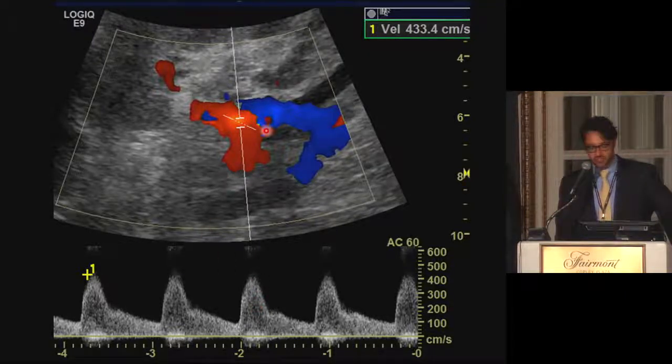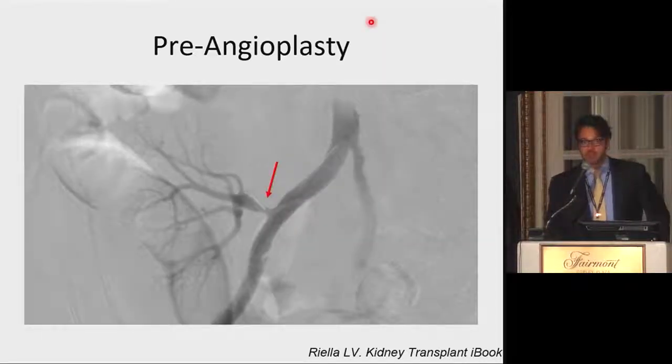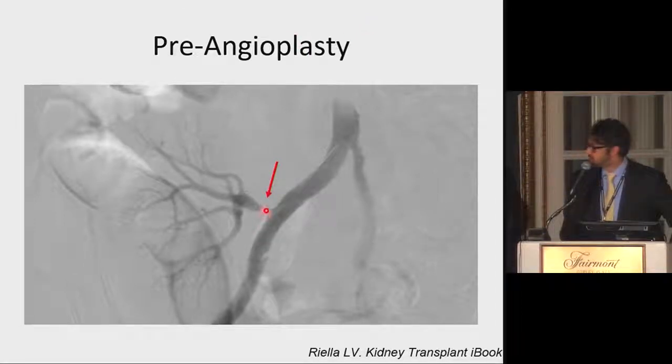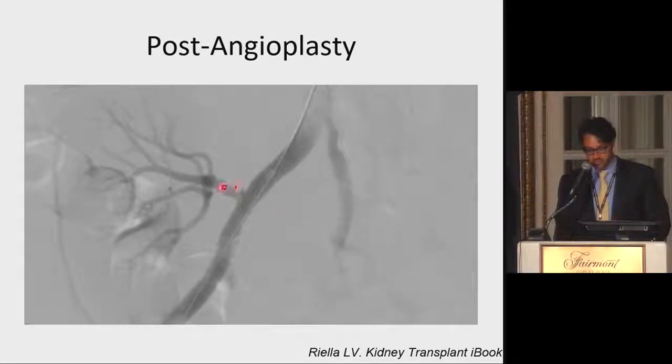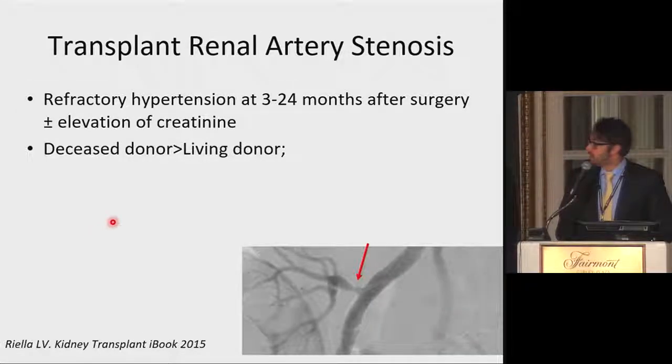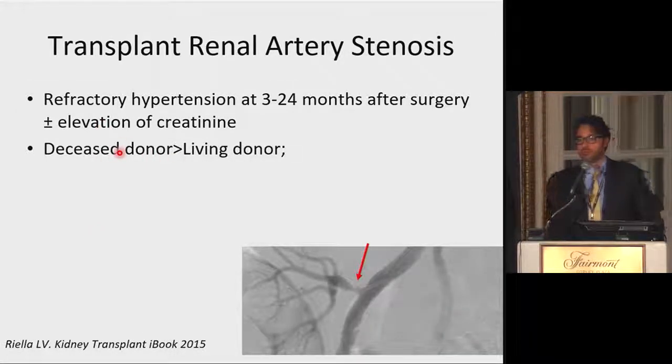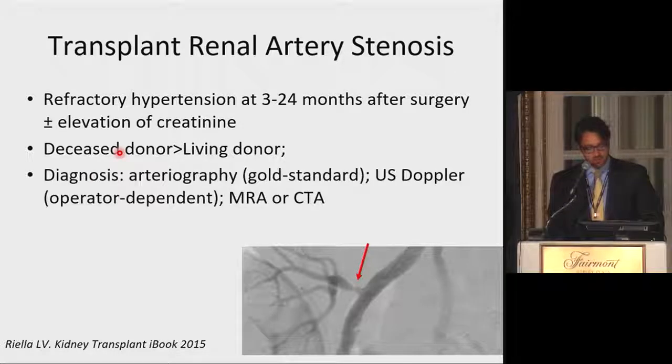And this is an example of a Doppler of a renal artery. This is the velocity of the blood flow through the renal artery, and as you can measure here, it's 330 centimeters per second, which is extremely high. So this patient then underwent an angiogram. The angiogram shows the stenosis right here, and you see that with the angioplasty that was done, you're able to open this up significantly and improve the blood flow throughout the kidney. And this is more common in deceased donors than living donors, okay? And one thing that's very important is that the diagnosis is very operator dependent when we're talking about the Doppler ultrasound.